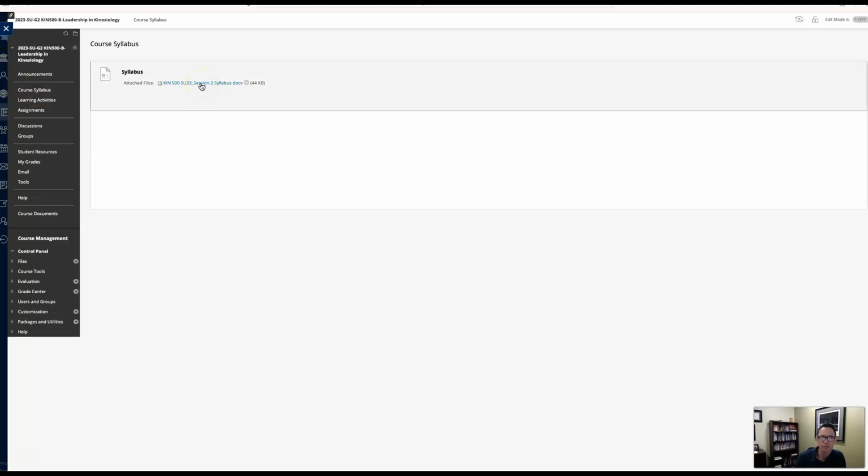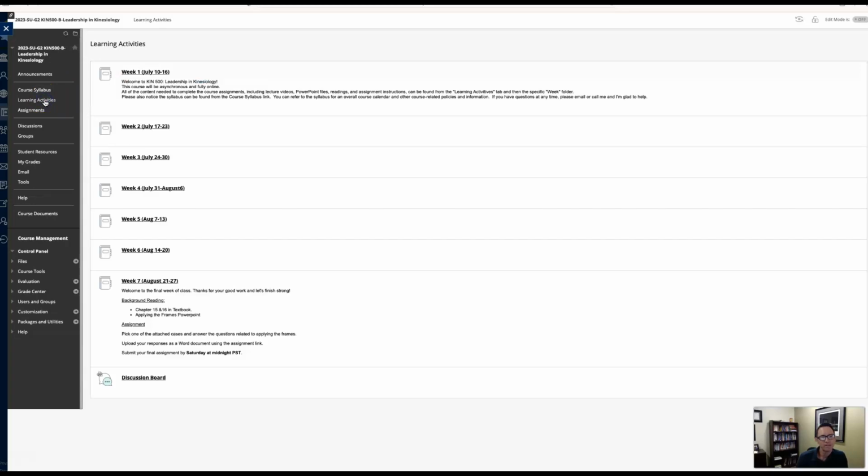The syllabus is a good source of information for rules and policies in the course. For me, it shows you a breakdown of the grade and when the assignments are due, and it gives you the overall course calendar. So if you ever get lost in Blackboard, if you're a visual type and you just need to see an overall picture of the course and the calendar, the syllabus is going to be a really good way to see that. But all the same due dates and all the same assignments are also loaded into Blackboard through these learning activities.